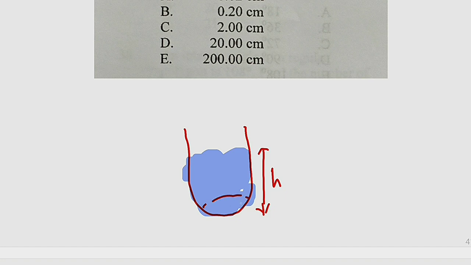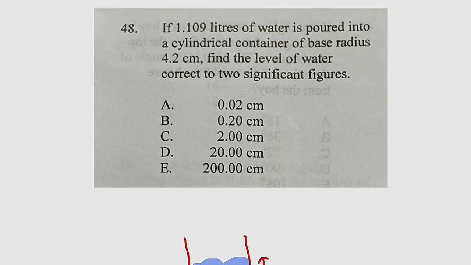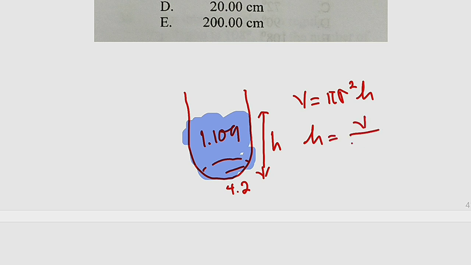Then the radius is given as 4.2, and the volume is what? 1.109. This is the volume of the water, but remember the formula of the volume is equal to what? Pi r squared h. But since we are looking for h, we make it the subject by dividing both sides by pi r squared. So h is equal to v divided by pi r squared.